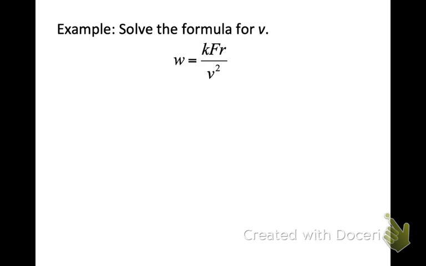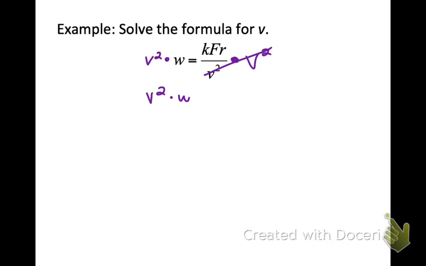formulas. Formula number 1. We got W is equal to KFR divided by V squared. And we're being asked to solve the formula for V. What would you do? Probably, what I would do first is multiply by V squared, because that would cancel out that, and then it would move it over there. And then you would divide by W.